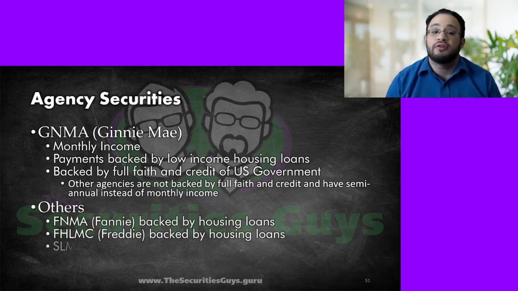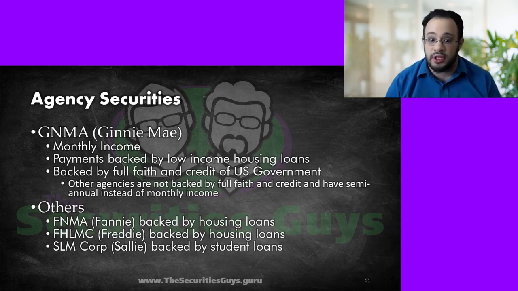They include Fannie Mae, FNMA. It is backed by housing loans. It includes Freddie Mac. That's also backed by housing loans. These two are designed to help increase the mortgage offerings to help make it easier for Americans to buy homes. And Sallie Mae is backed by student loans.